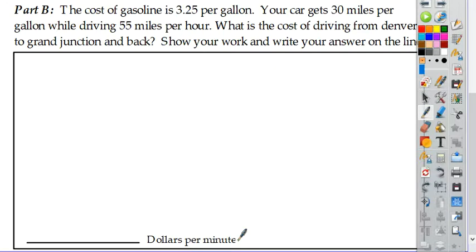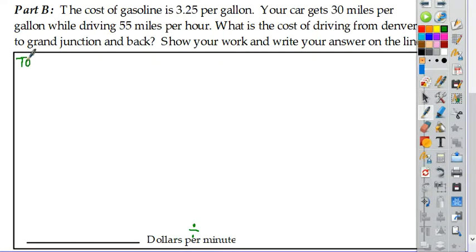And what does the word per mean, Natalie? It means division. Okay. So we need to have an answer that is dollars divided by minutes. So we have several intermediate steps that we have to do in order to get to a final answer. Could someone tell me what is some information that we need to know in order to even start this problem? Evan. The total amount of miles. We're going to need the total amount of miles.